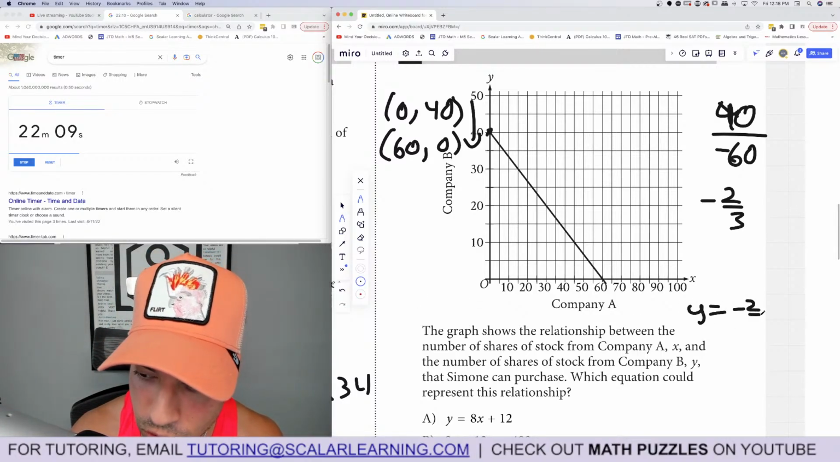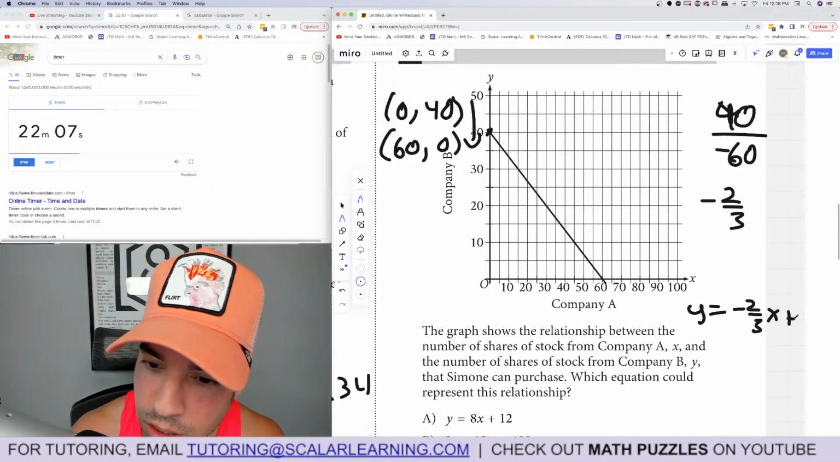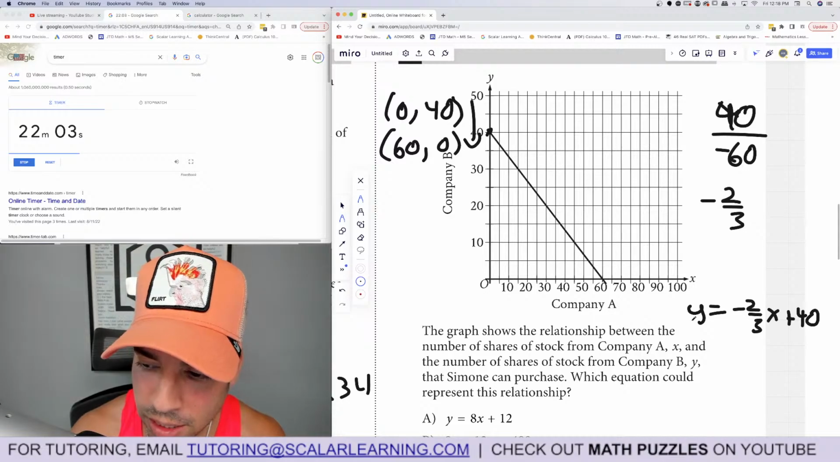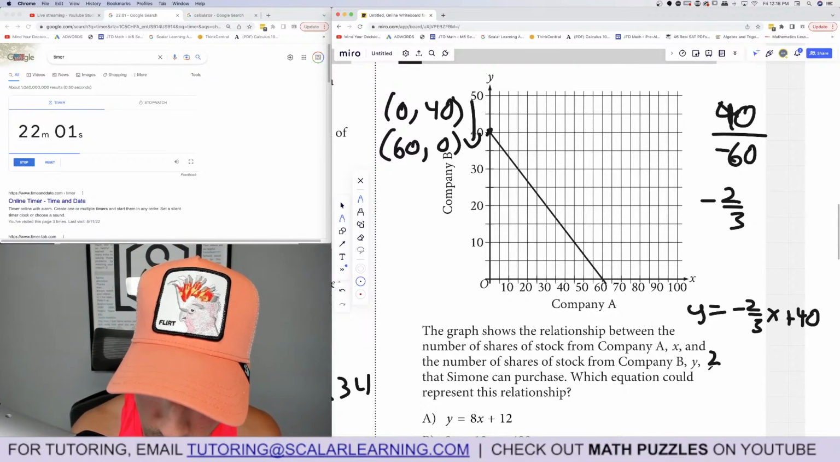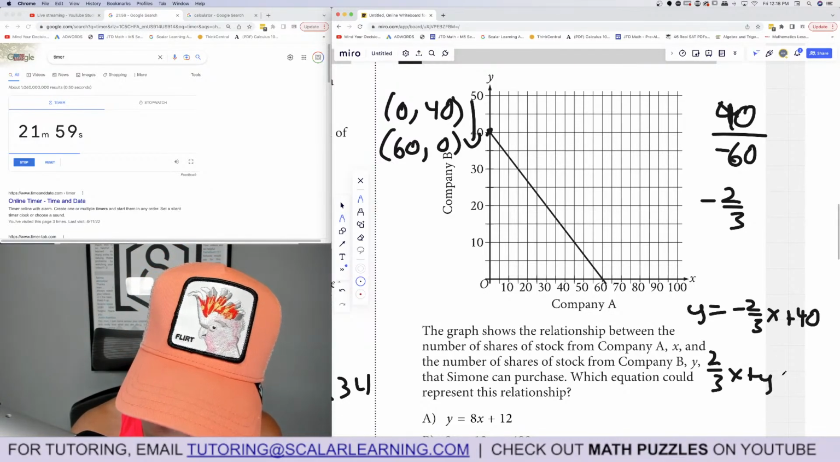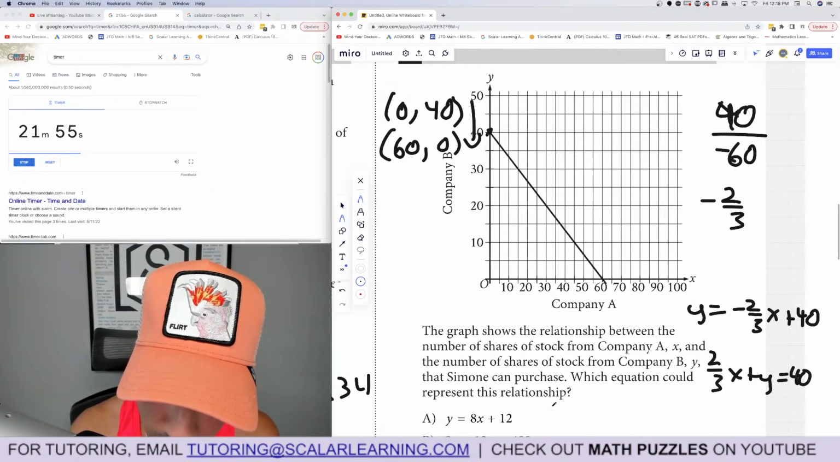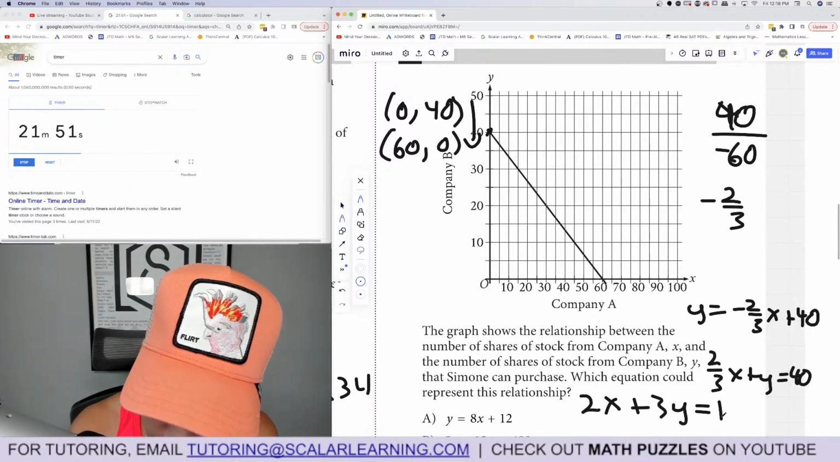Y equals negative 2/3 x plus 40, but they have it in standard form. Standard form, we get the x's and the y's together, so I'm going to add 2/3 x like this. Last step, I don't want any fractions, so I'm going to multiply everything by 3, that denominator. So I get 2x plus 3y equals 120.